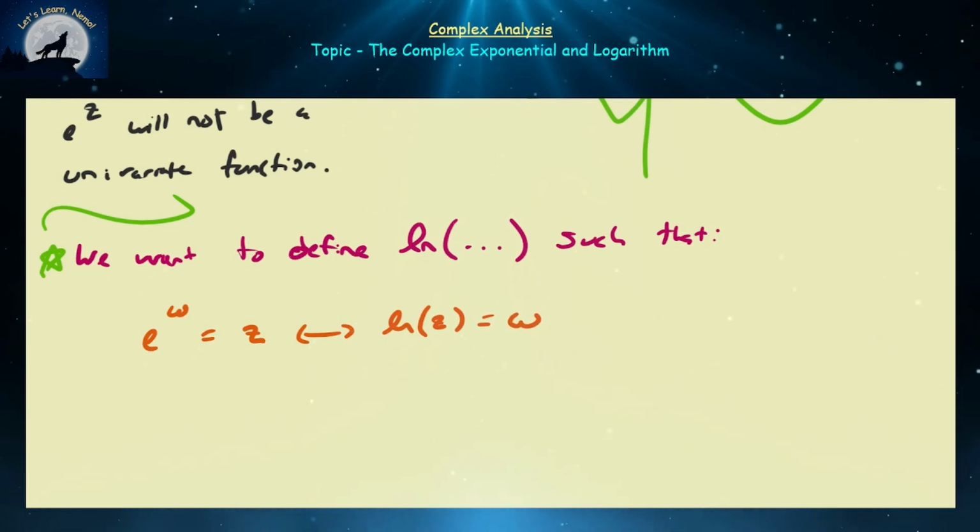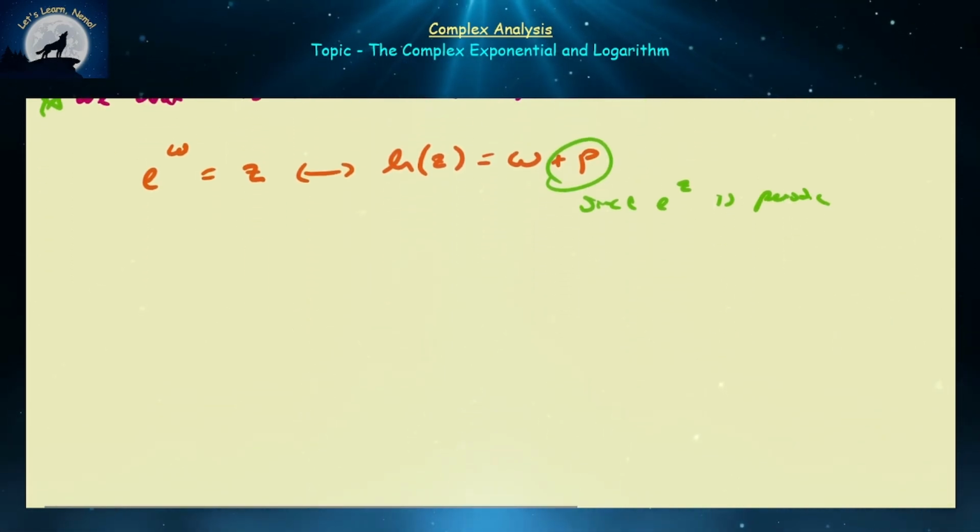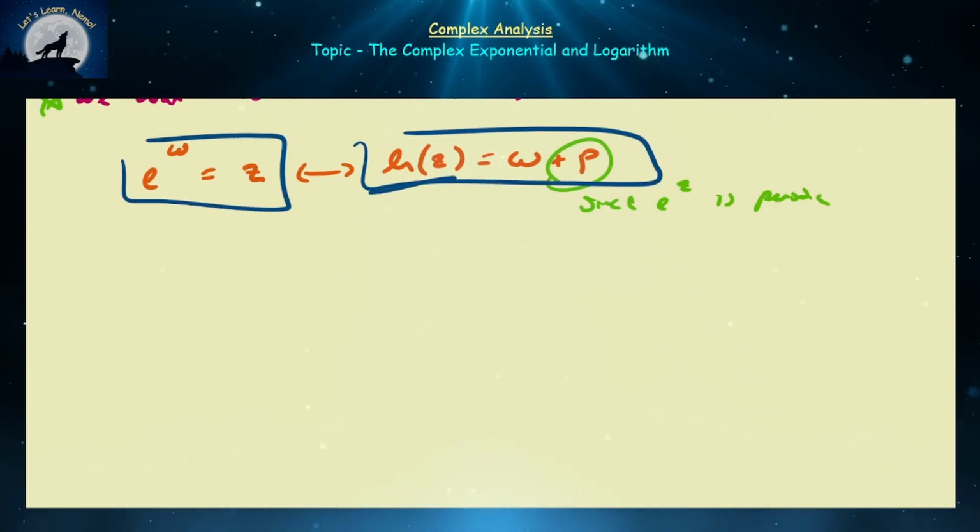But keep in mind, exponentials are periodic functions. Therefore, this is going to be the same as omega plus p, right? And this is the case since e to the z is periodic. So if e to the omega is equal to z, then the natural log of z will be equal to omega, or any phase shift thereof with multiples of 2πi. Right? So now that we want this property established for this function natural log of z, which we currently do not know, let's see if we can define it with some other properties.